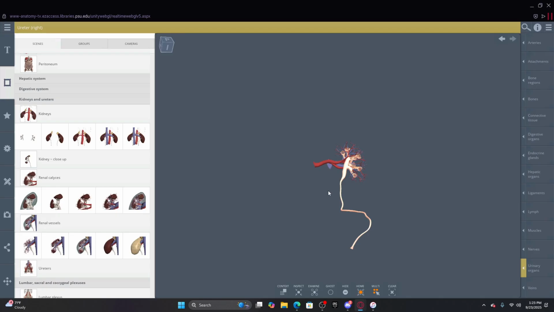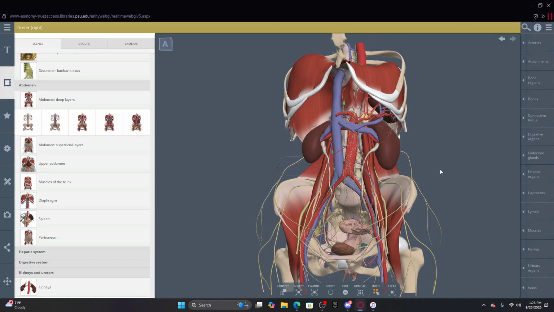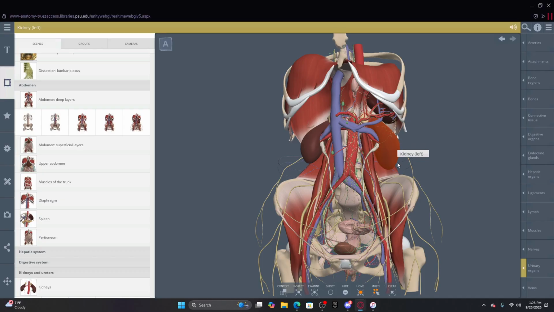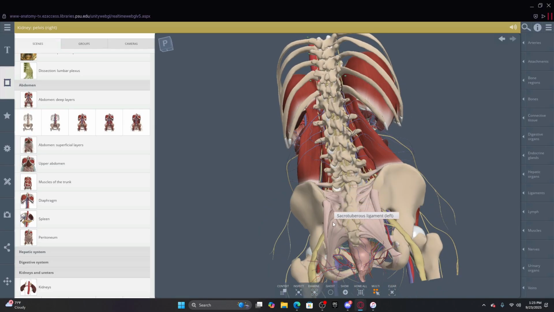We just have two more structures to look at, being the posterior abdominal wall muscles. If I go to the abdomen deep layers, let's remove our kidneys for the sake of being able to see these structures. I think that's good enough. We see quadratus lumborum. We're in the lumbar region. We go from cervical, thoracic, lumbar, sacral, and coccyx.